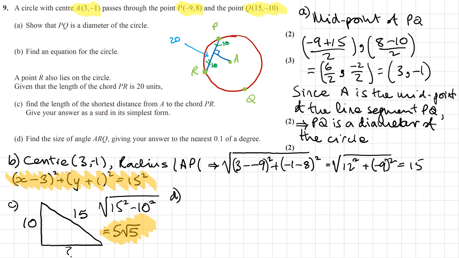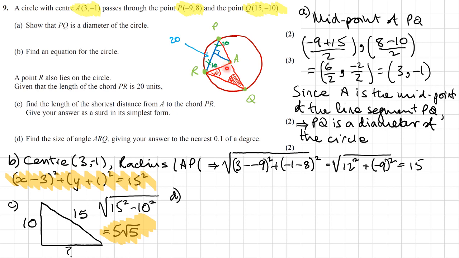Right, so ARQ, that's this angle here. Now if I draw the diameter in, then this part of the triangle here, this is an isosceles triangle, isn't it? Because these are the two radii. So this angle is the same. So if I can find this angle, I found ARQ.